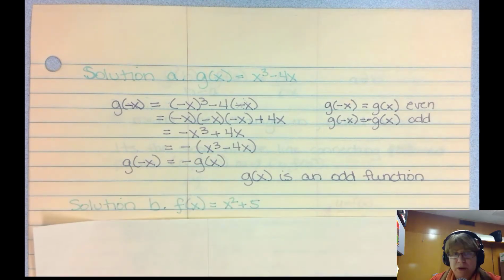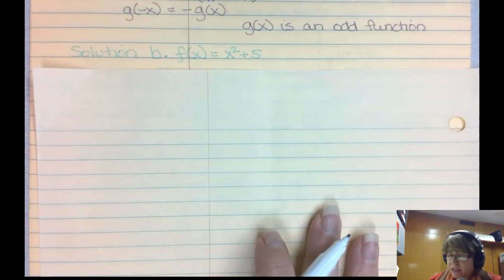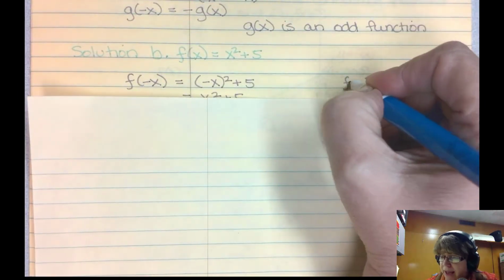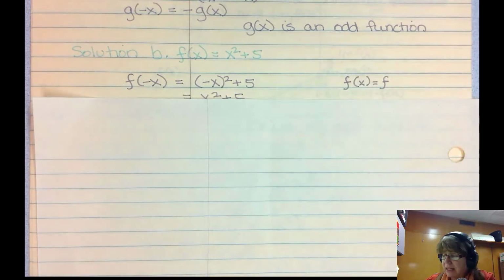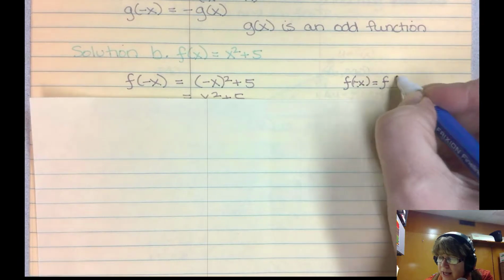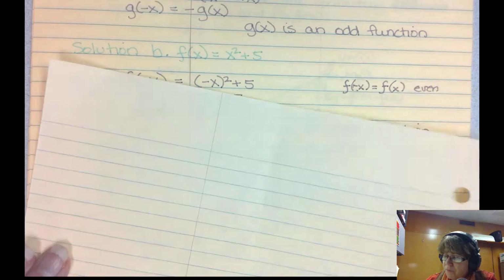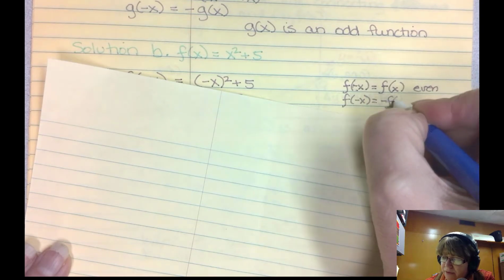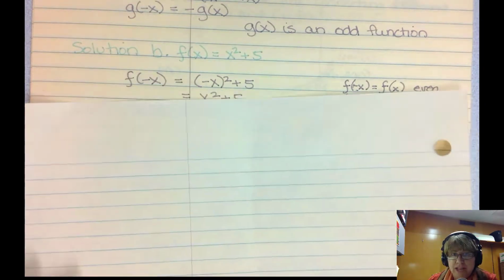All right, let's try the next one. f of x equals x squared plus 5. Now, the rules are the same. This time I'm using f's, so either f of x will equal f of negative x, and let me write it the way that I did up there. Let me sneak in a little negative right there. That would make this an even function, or f of negative x equals negative f of x, and that would be an odd function. So I'm looking to see if I fit into either one of those categories.